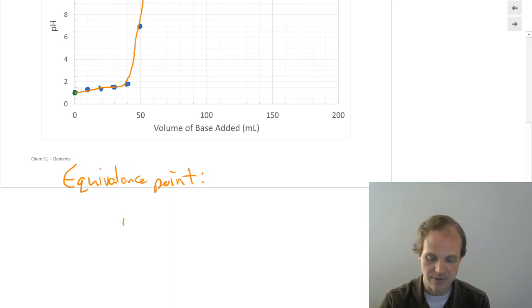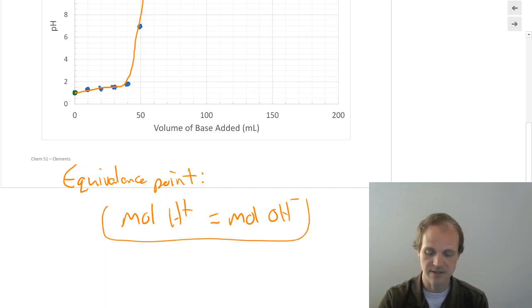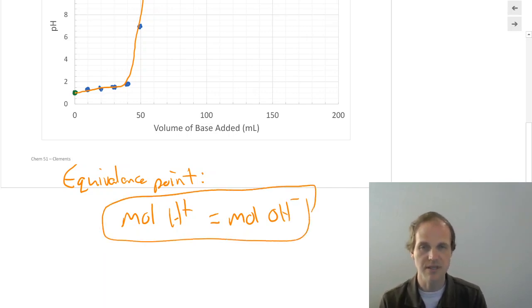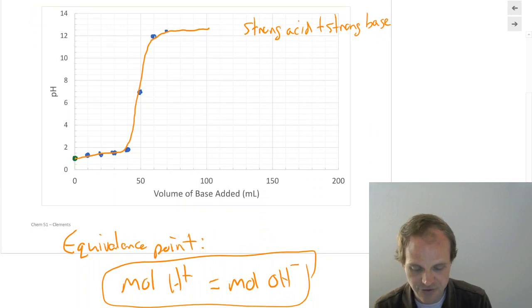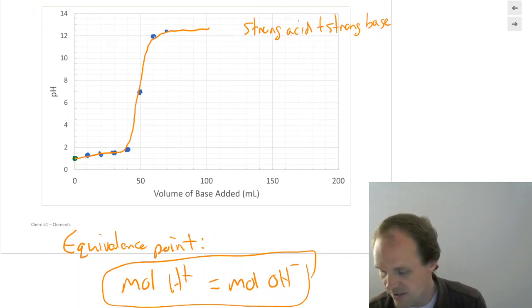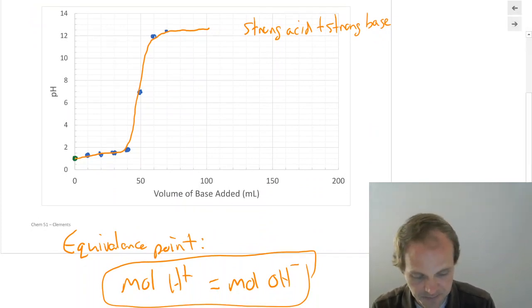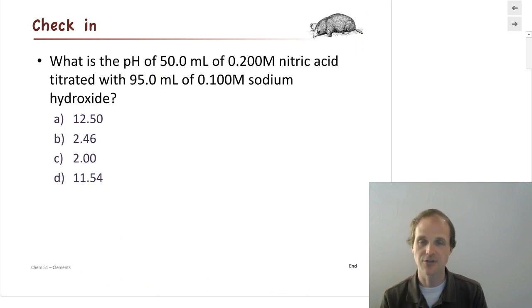The equivalence point is when the moles of H plus is equal to the moles of OH minus. You want to do that in moles, and specifically moles of H plus equals moles of OH minus. That is going to be the definition of equivalence point that we use over and over again in this class. So that is our curve here for a strong acid and a strong base.